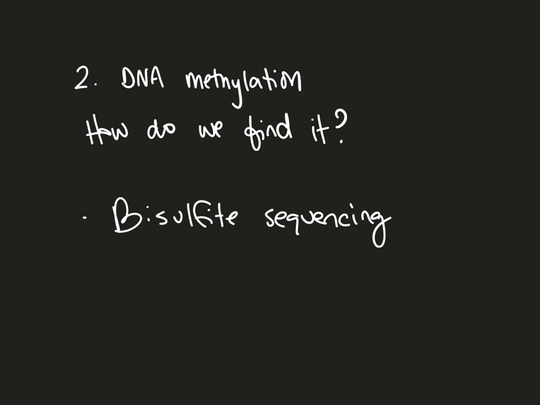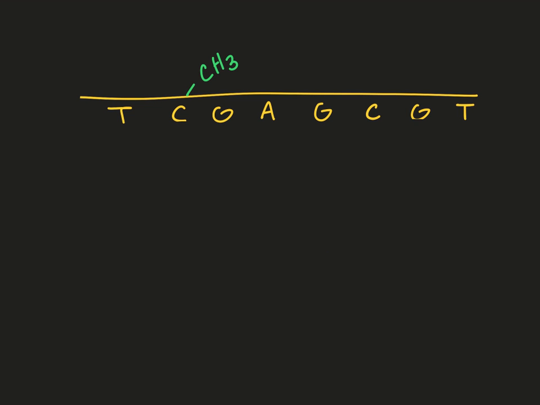And again, in this class, we are going to be concerned with how do we find these regions of DNA methylation, and the one mechanism that I will propose in this video is bisulfite sequencing. Here I'm showing you a section of DNA sequence in which we have one CG dinucleotide where the cytosine is methylated. But notice that we have another CG dinucleotide over here where the cytosine is not methylated.